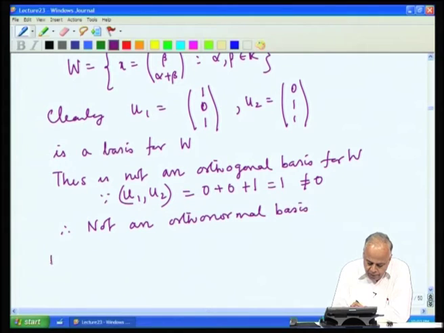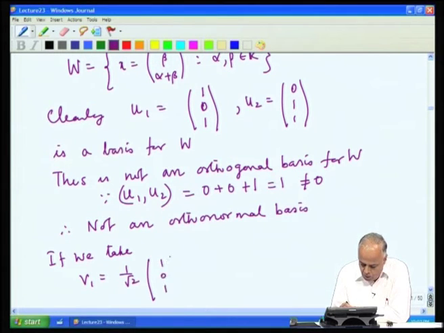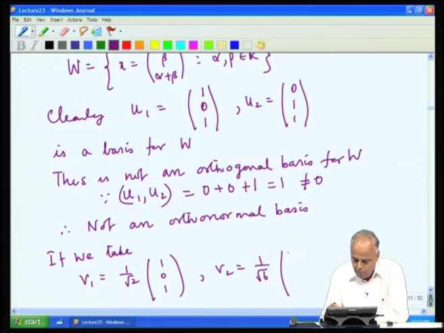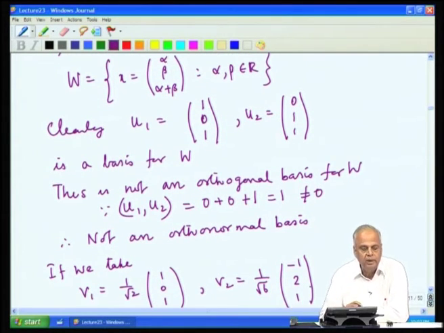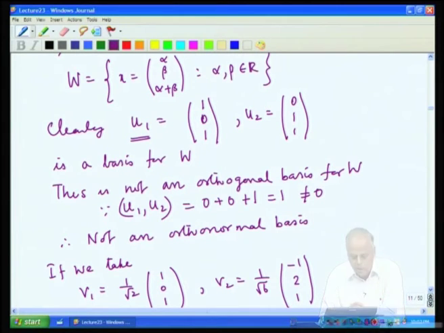However, if we take v 1 equal to 1 by root 2 times (1, 0, 1) and v 2 equal to 1 by root 6 times (minus 1, 2, 1), we see that v 1 belongs to W, because v 1 is simply the 1 by root 2 multiple of the vector u 1, and since u 1 is in W, any multiple will be in W.